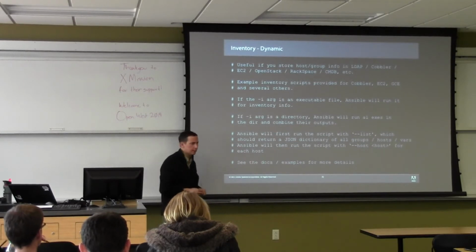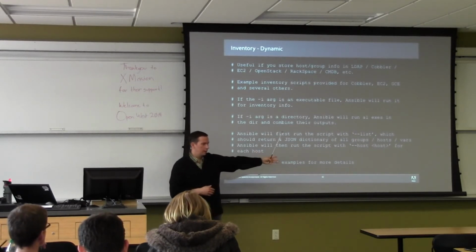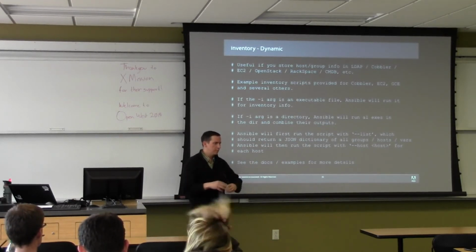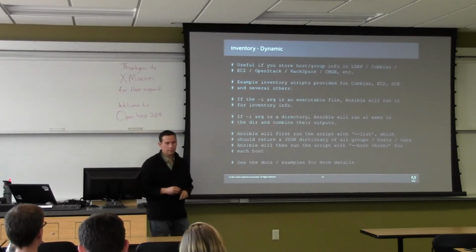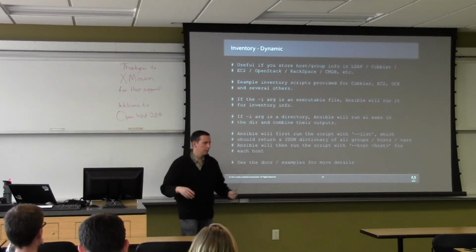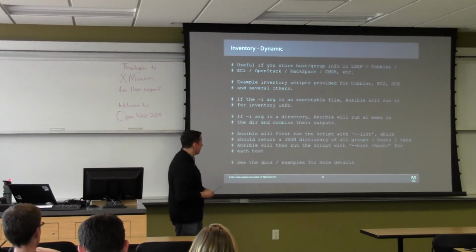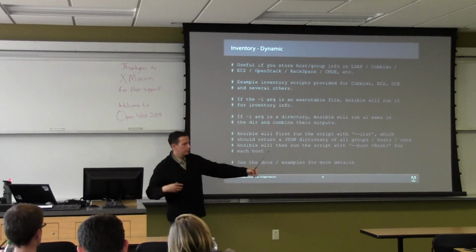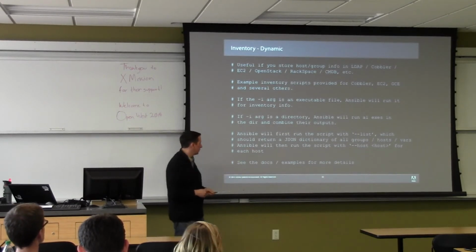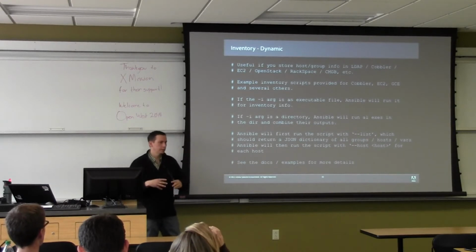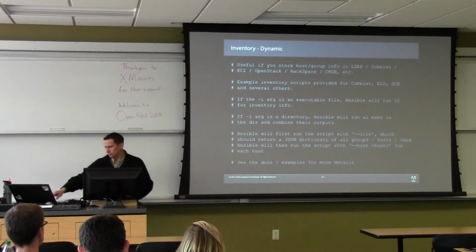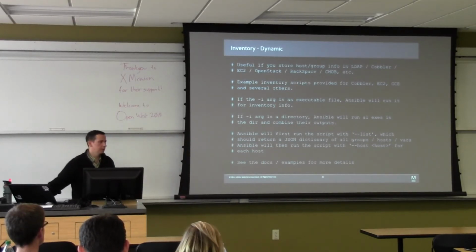If -i is a directory, Ansible will run all the executables it finds in the directory and then combine their outputs. So you can have some hosts out in Amazon, some in Google, some in your own private cloud. Run all these, pull all the information back, and use that for your inventory, to target all the hosts in some hybrid cloud setup. It'll first run it with --list, which should return a JSON dictionary of all your hosts, and then --host given the host for subsequent invocations to get more information on each host. I'll leave that as an exercise. See the docs. That can be useful if you don't want to manage big, huge inventory files.